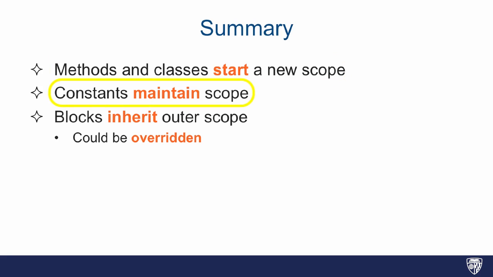In summary, methods and classes start a new scope for variables. Constants maintain scope, so a constant coming from outside of a method or a class will retain the scope, and you're able to access that constant even though it was defined outside of a class and outside of a method. Blocks usually inherit the outer scope, but we talked about ways how you could override that if you want.